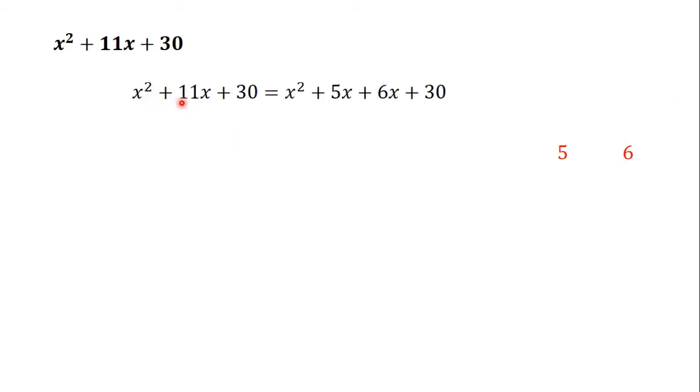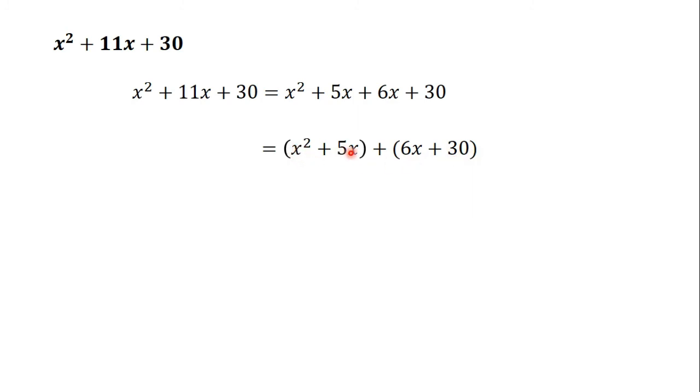Let's do that. So x squared plus 11x plus 30 will be equal to x squared plus, we are replacing 11x with 5x and 6x, so plus 5x plus 6x plus 30. Our expression is now broken down, so we can put them into brackets and simplify. We will put a bracket around the first two terms, so we put a bracket around x squared plus 5x. Then we will put a bracket around the last two terms, so we put a bracket around 6x plus 30.